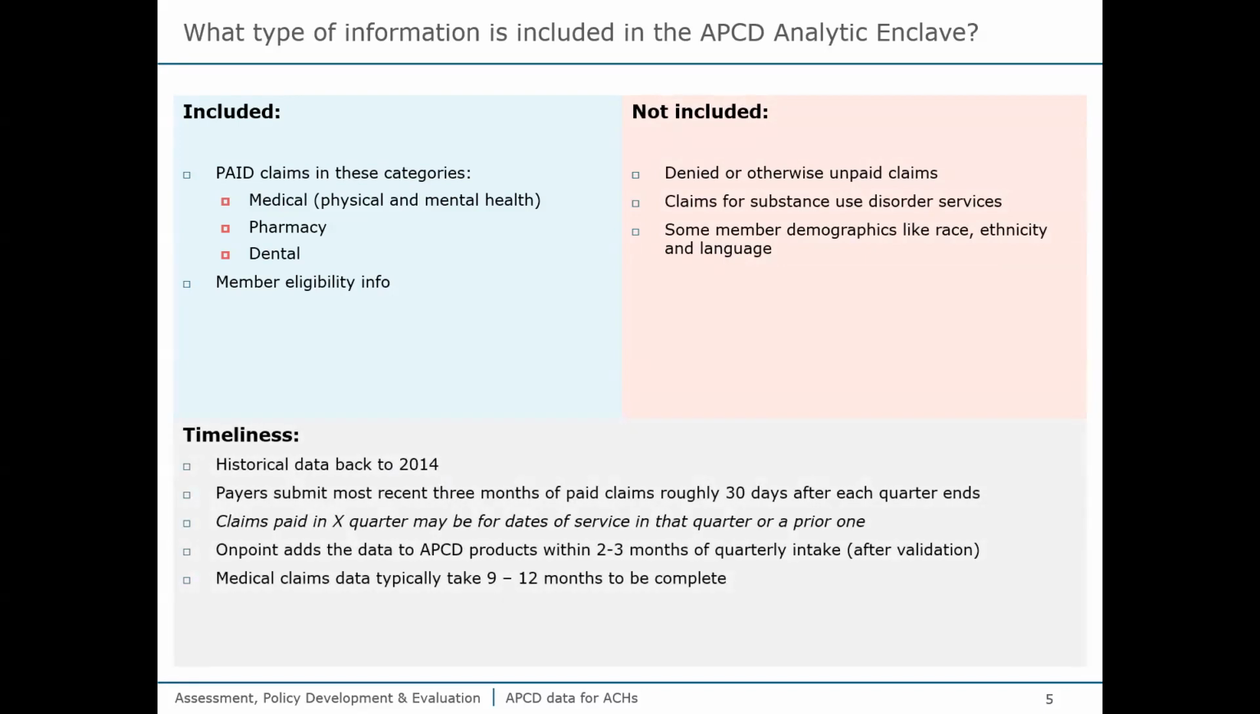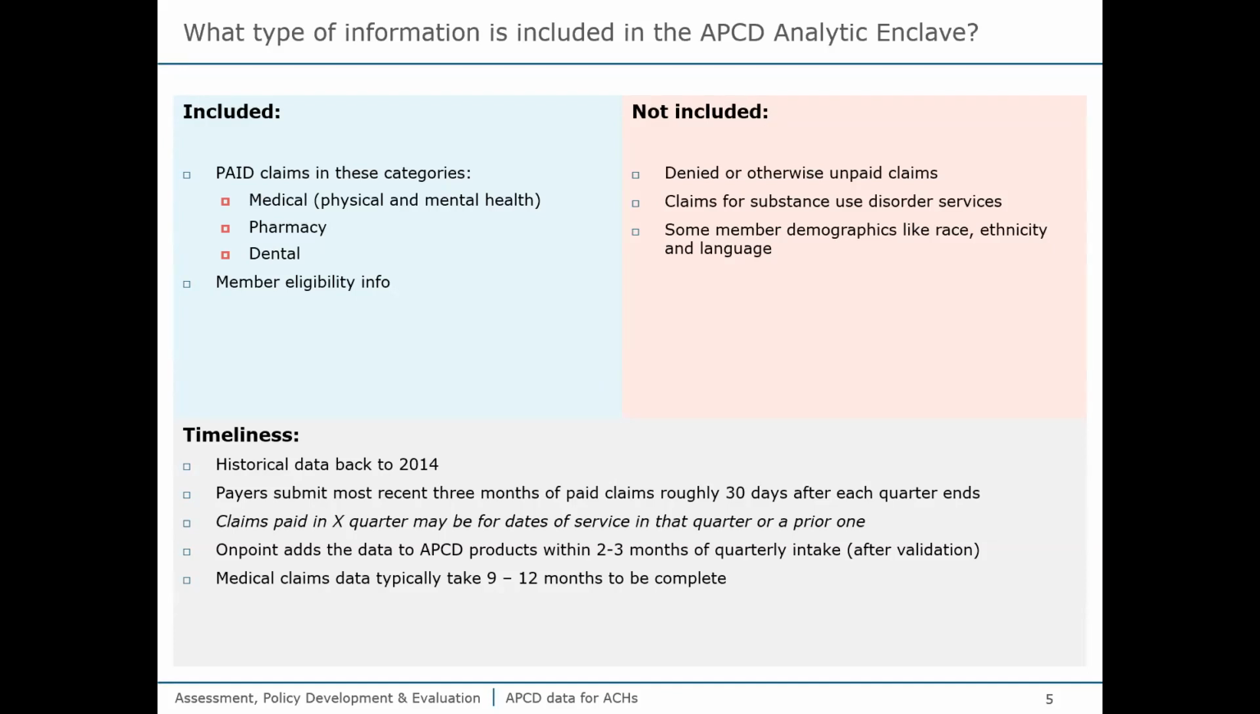In terms of timeliness of the data, as I mentioned, the data goes back to 2014. Payers, so health insurance companies, submit the most recent 3 months of paid claims about 30 days after each quarter ends. And so the claims paid in a given quarter may be for dates of service in that quarter or the prior one. So it's a rolling refresh of information because claims lag, meaning that it can take time for providers to submit claims, particularly medical claims, and within that particularly things like hospital claims or skilled nursing facility claims. It takes time for all the claims to come into a health insurance company, and then for those to go forward to the all-payer claims database.